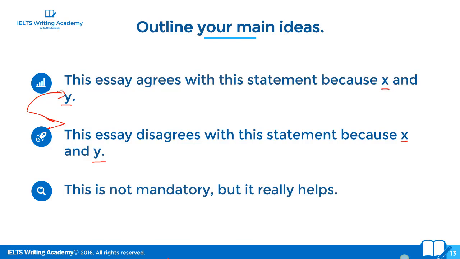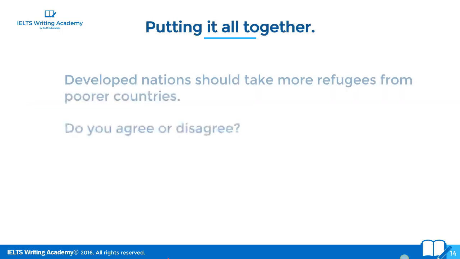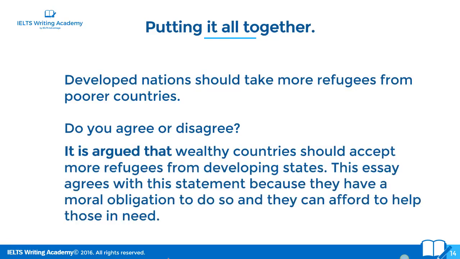I'm not going to explain it again, but people get really upset about this. Like, my teacher told me I didn't have to do that. You don't, but I strongly recommend it. So, putting it all together, developed nations should take more refugees from poorer countries. It is argued that wealthy countries should accept more refugees from developing states. This essay agrees with this statement because they have a moral obligation to do so, and they can afford to help those in need.